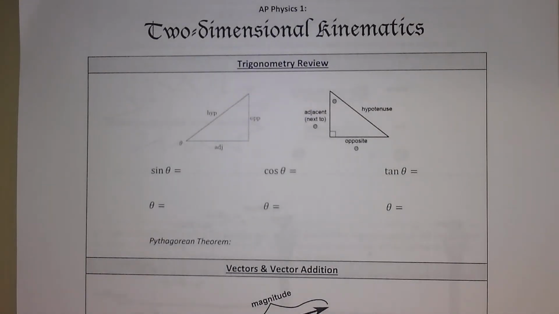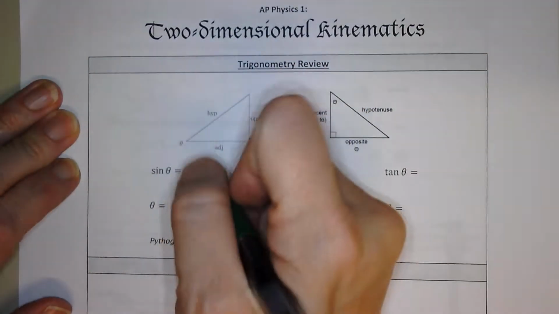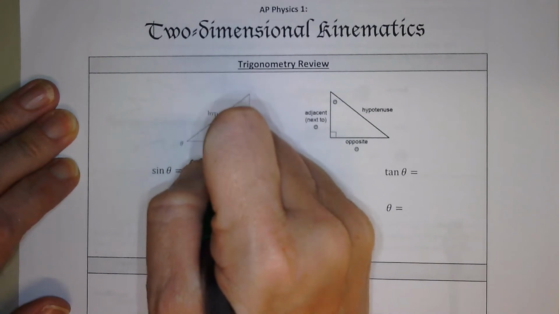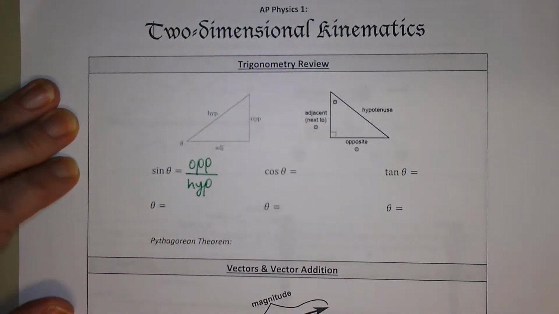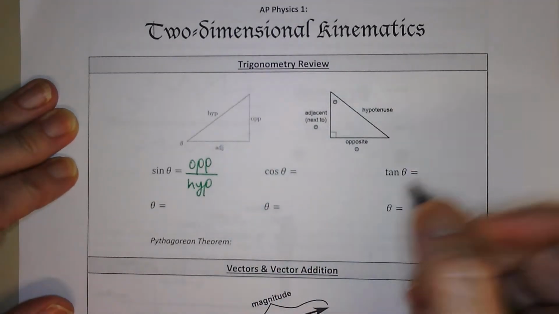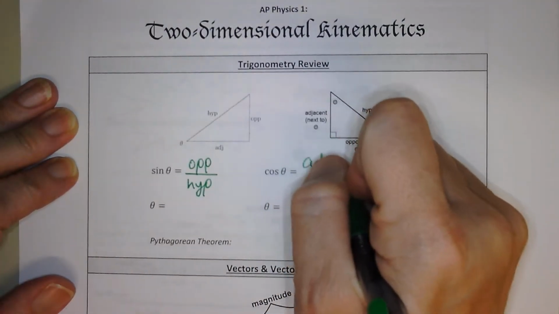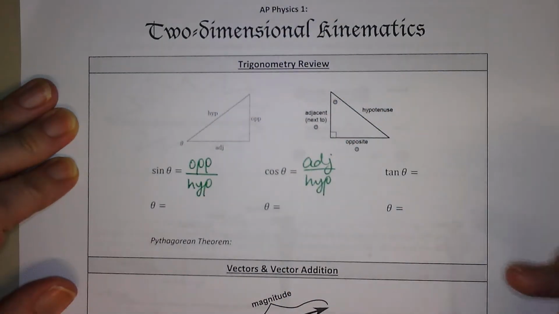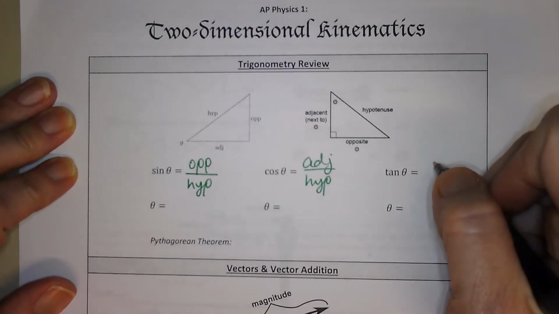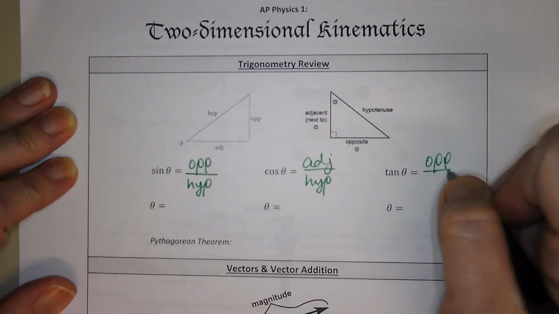Just as a reminder for SOHCAHTOA, you remember SOHCAHTOA. Sine theta equals opposite over hypotenuse. Cosine theta equals adjacent over hypotenuse. And then TOA, tangent theta equals opposite over adjacent.